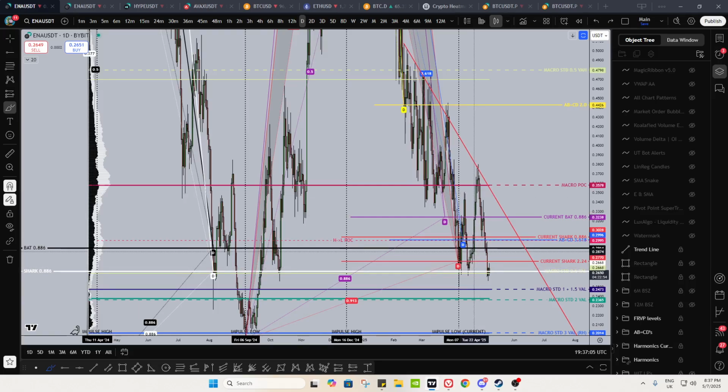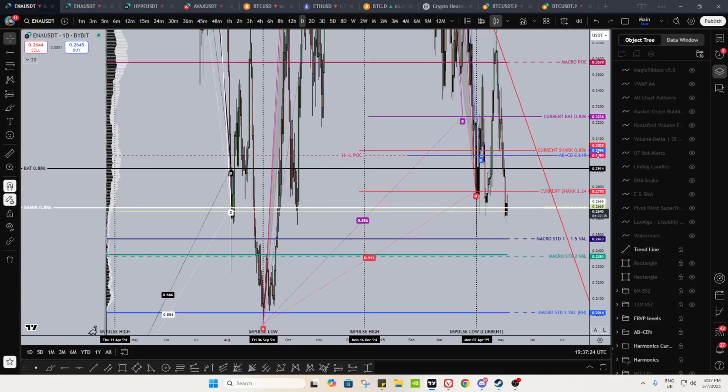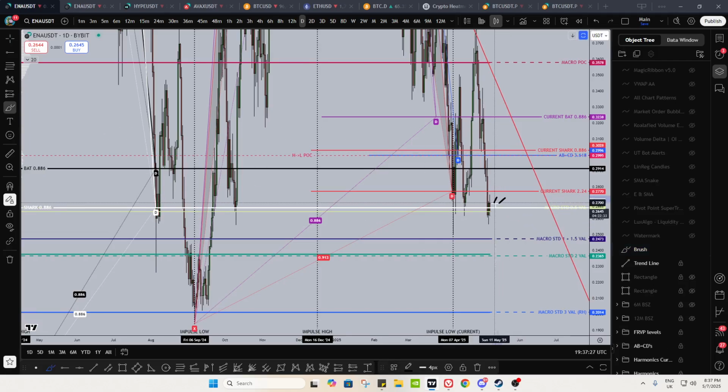So again, no one's going to be fully positioned in ENA at these levels. I know many people would say, yeah, but this is the area to be fully positioned. That's fine, if you want to enter like that. But you guys know how I enter. I've got my own entry strategy, 20-40-40, with the ratios depending on the invalidation. So if we were to close above the Shark 886, 2668, you can enter a starter position here.